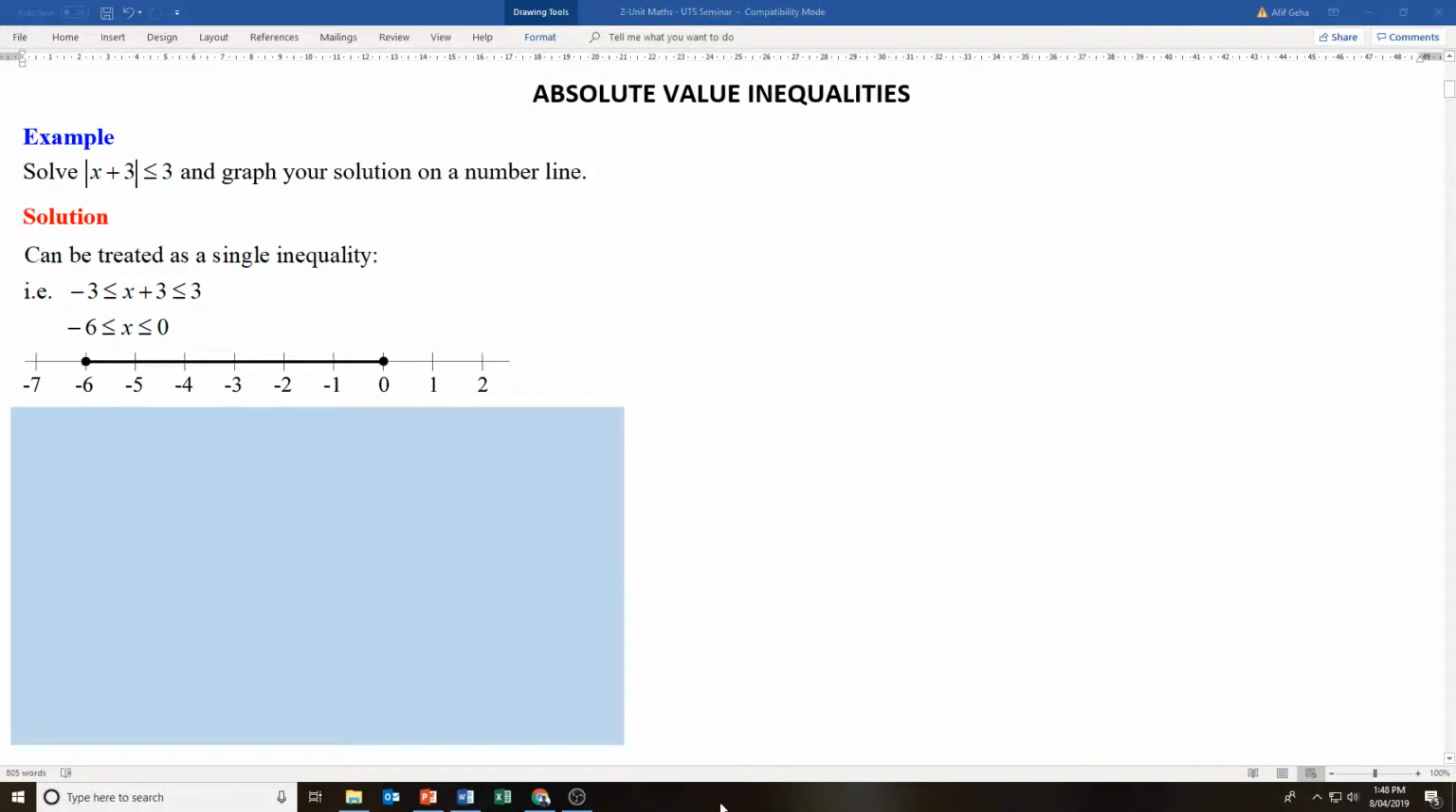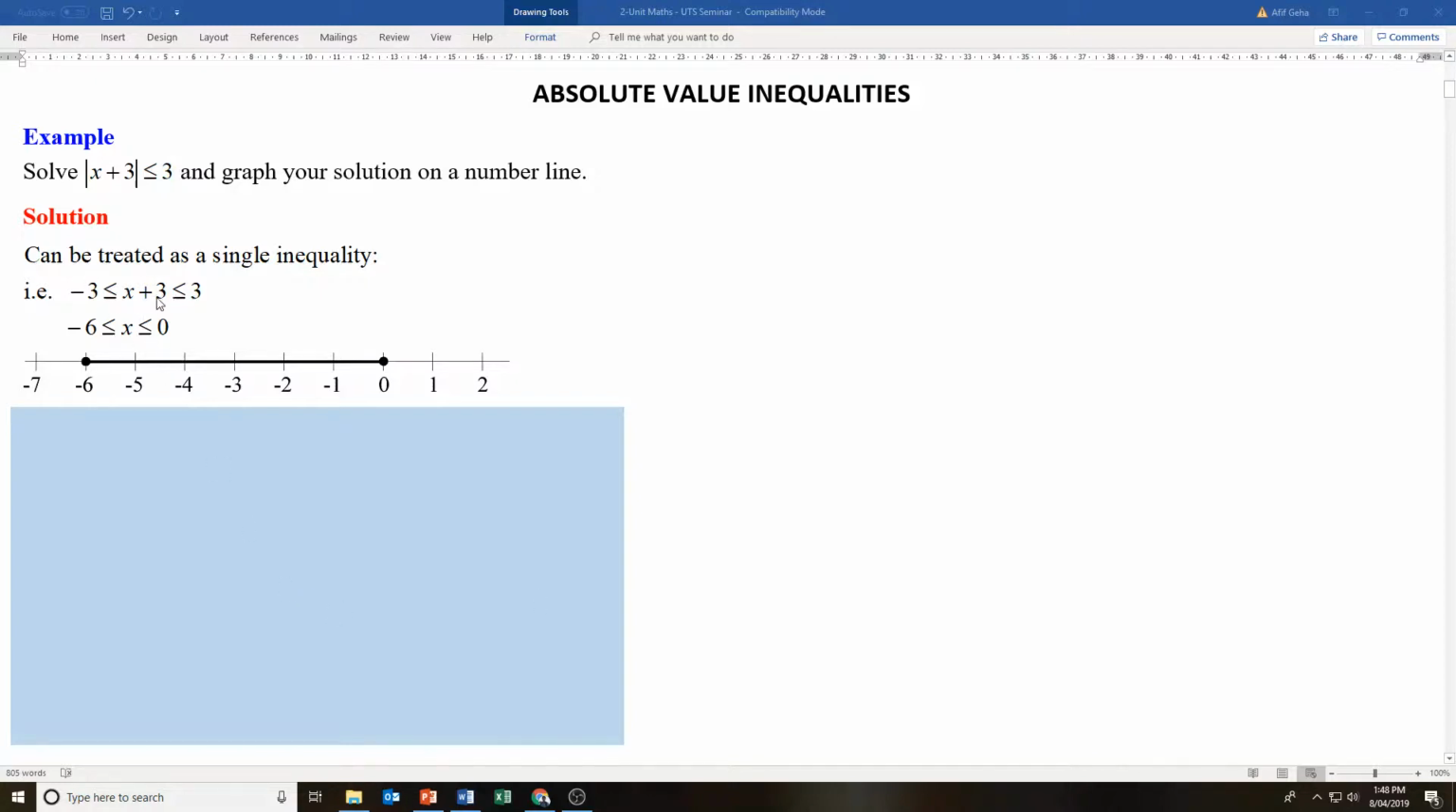Example, solve the absolute value of x plus 3 is less than or equal to 3 and graph your solution on a number line. Now, being a less than inequality, we can actually treat it as a single inequality. So what does that mean? That means that it can be just expressed as x plus 3 is greater than or equal to minus 3 and less than or equal to 3. And by taking 3 away from all three parts, we get x is greater than or equal to minus 6 and less than or equal to 0.